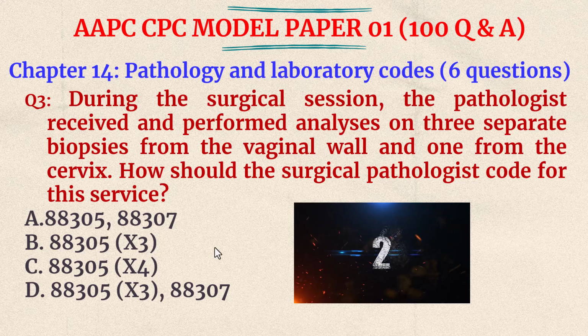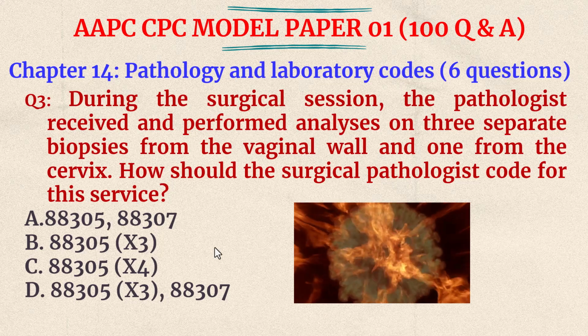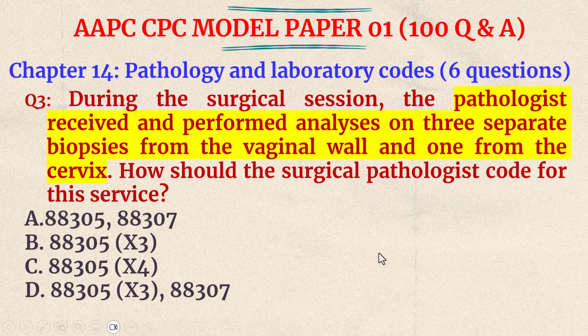3, 2, 1. Okay, in this case, you have to highlight the pathologist received and performed analysis on 3 separate biopsies from the vaginal wall and 1 from the cervix. So altogether, 4 samples are received. So if you see the codes, all 4 answers have 88305 and 2 answers have 88307 with multiples also available. So you can use the elimination method to find the answer.